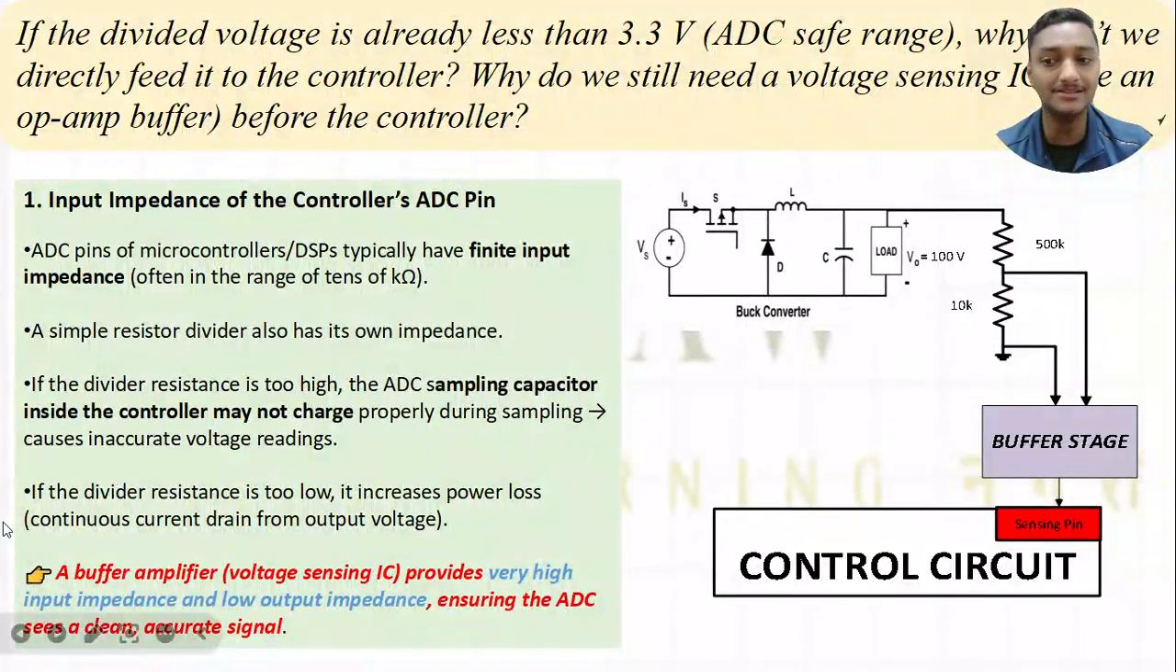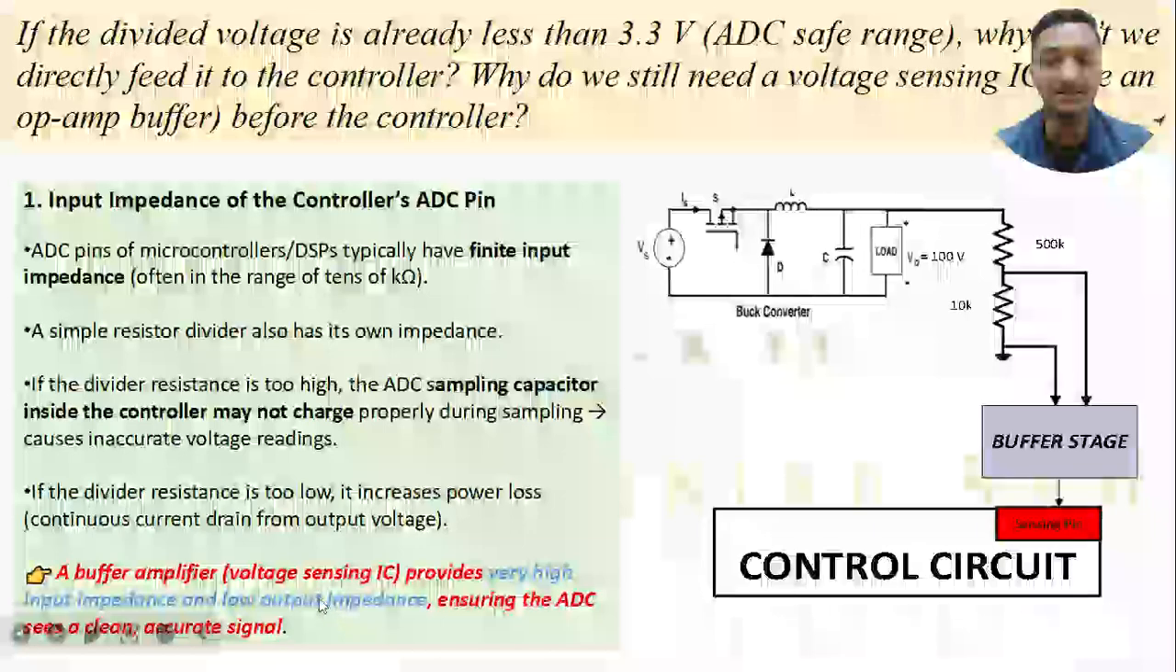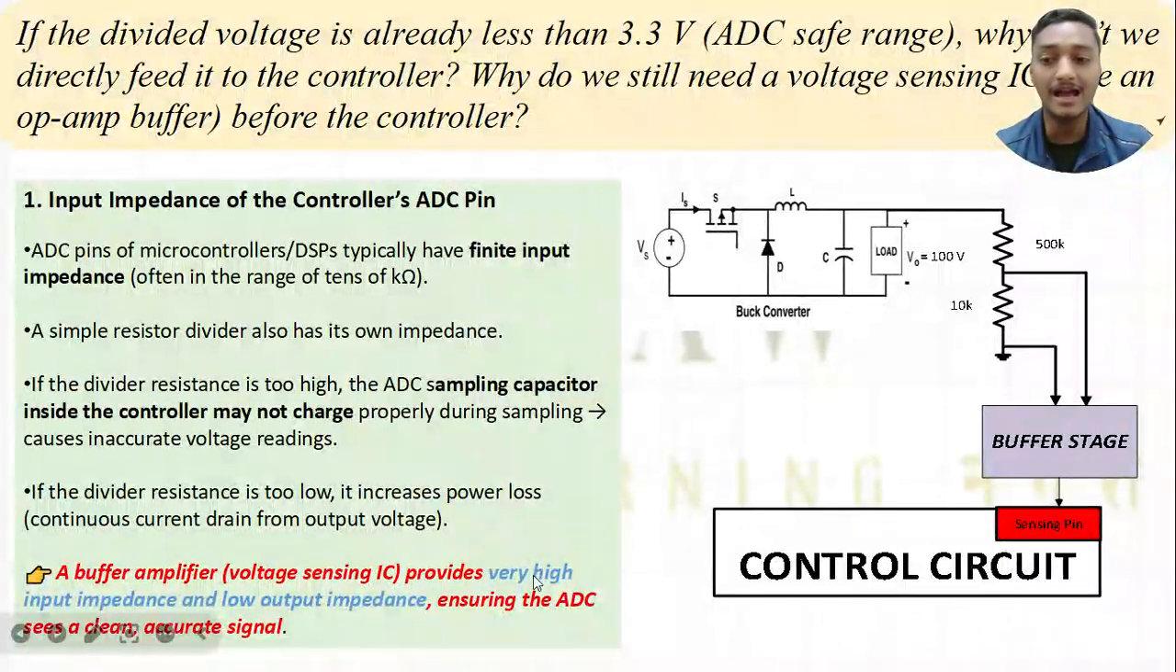In another case, if the divider resistor is too low, the power loss increases. If I keep this divider resistor low, then more current will flow through it and losses will be more, which I don't want. So for this reason I need some buffer amplifier here, a buffer stage or voltage sensing IC, which provides high input impedance. This buffer stage has very high input impedance and low output impedance.